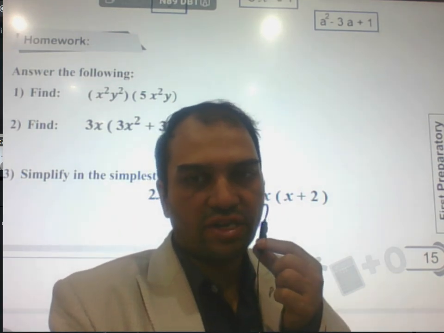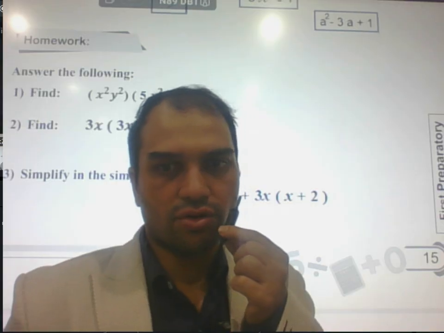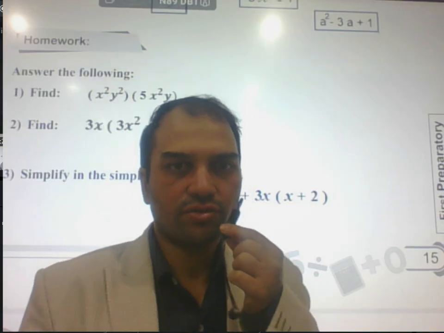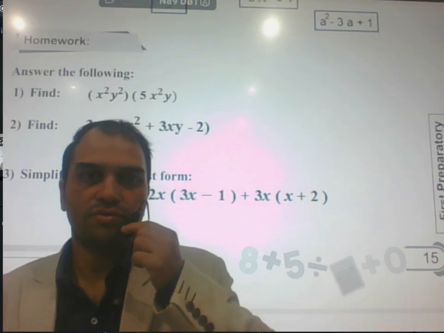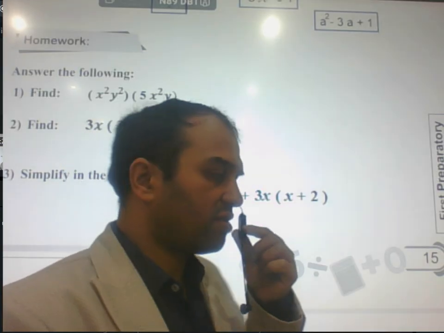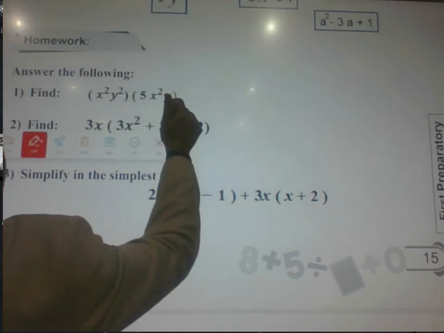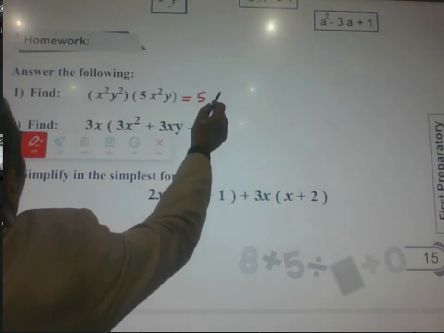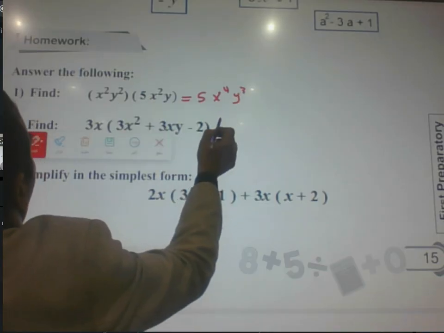Today we'll solve working assessment number 4 about first solution homework, page 15. Okay. First question: find the product between two terms: x power 2 y power 2 multiplied by 5x power 2 y. First step, we can write 5 times 1 equals 5, and x power 2 times x power 2 equals x power 4, and y power 2 times y equals y power 3.